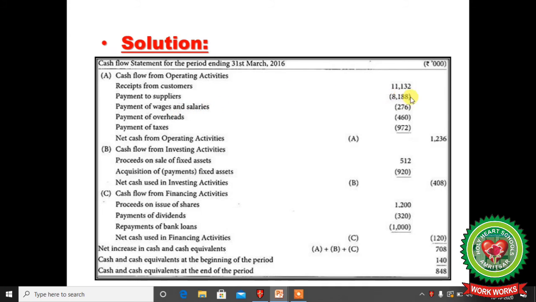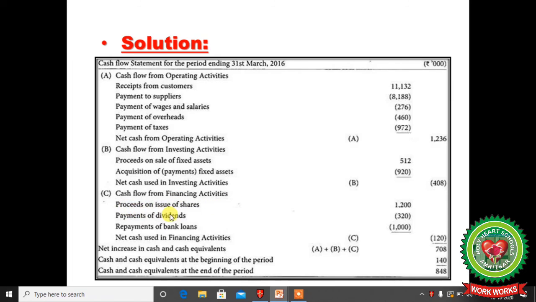Here payment to suppliers means cash goes out. That's why it is in brackets, 8,188 rupees. Then payment of wages and salaries in brackets as a negative amount, payment of overheads and payment of tax. Then 1,236. Now it's time for investing activities. Proceeds on sale of fixed asset 512 rupees, and acquisition means you purchase the fixed asset and payment is made. So here 920. So you have 408. Now two sections are covered: operating activities and investing activities.